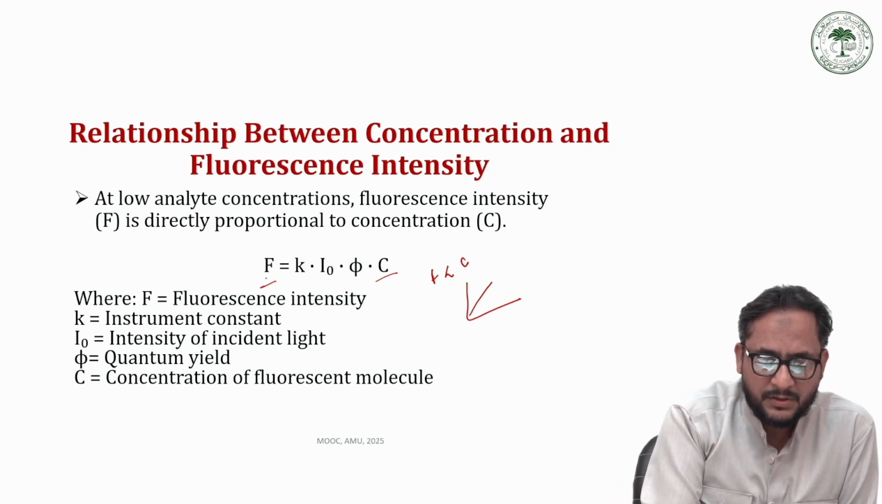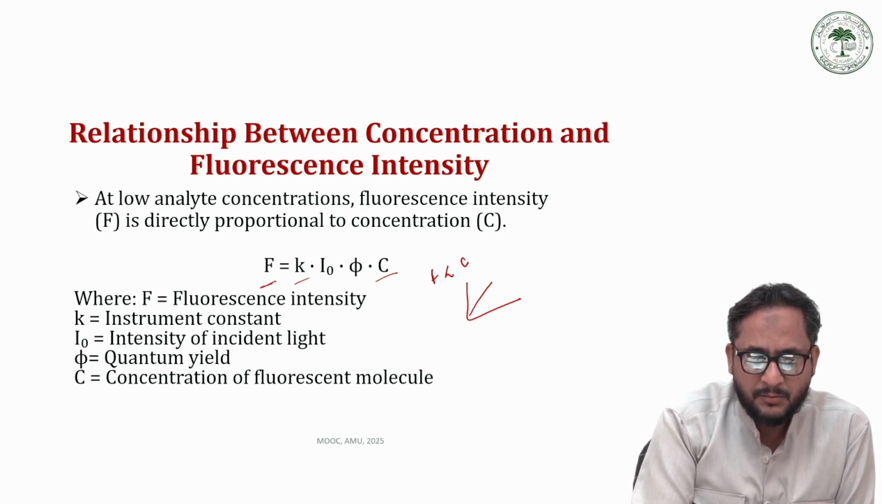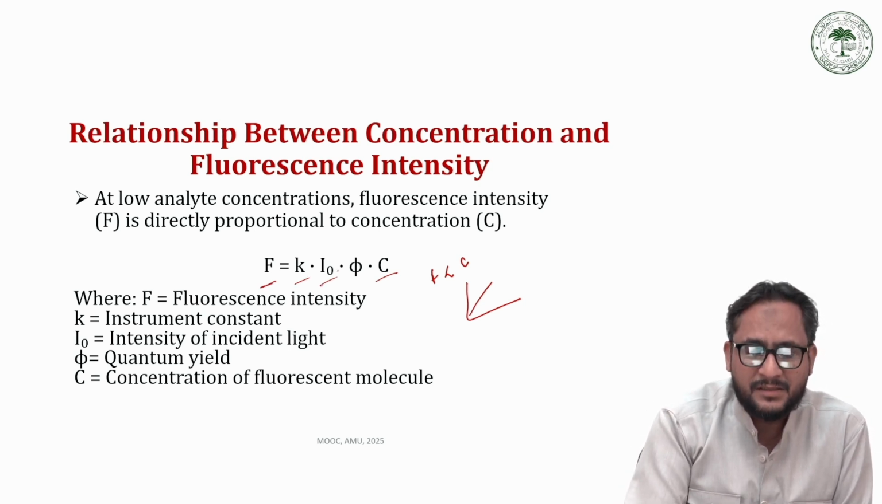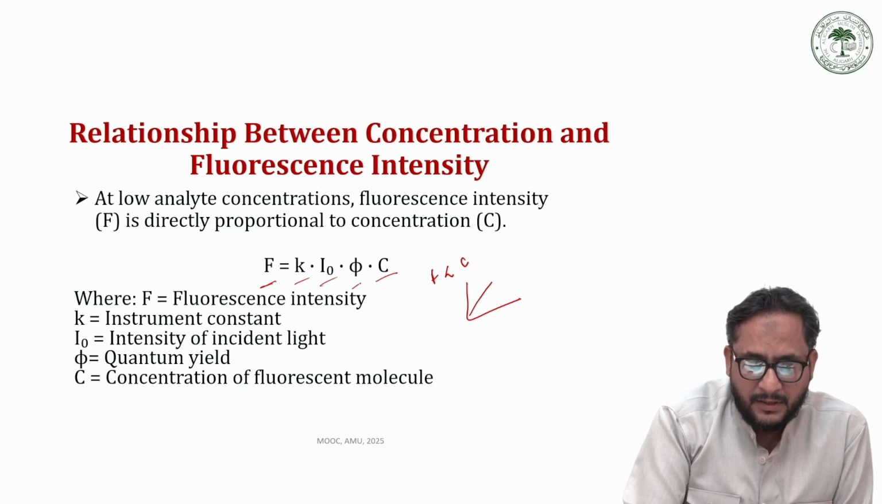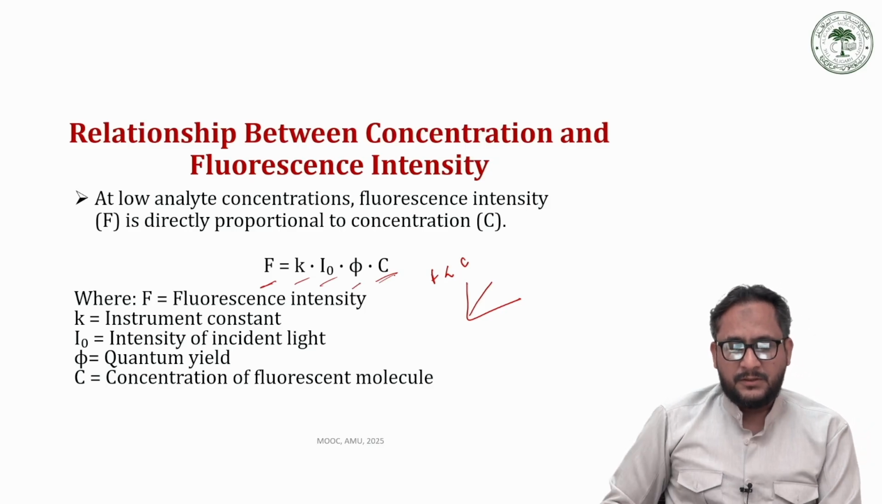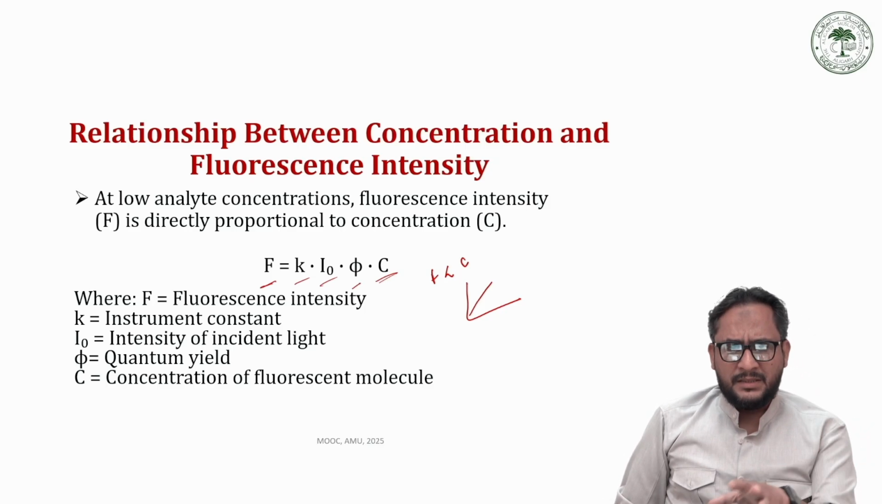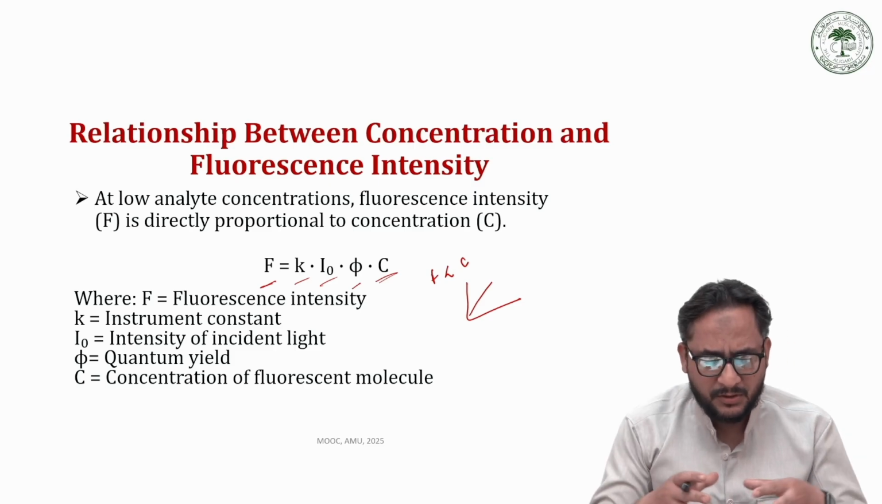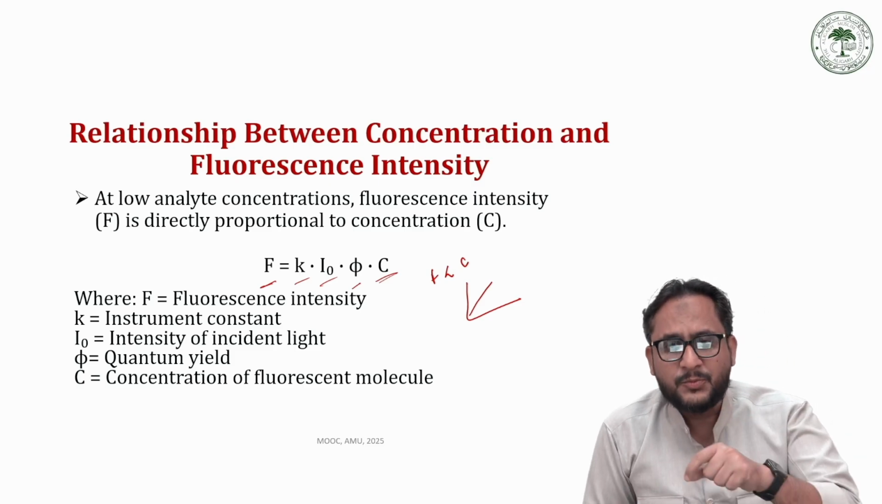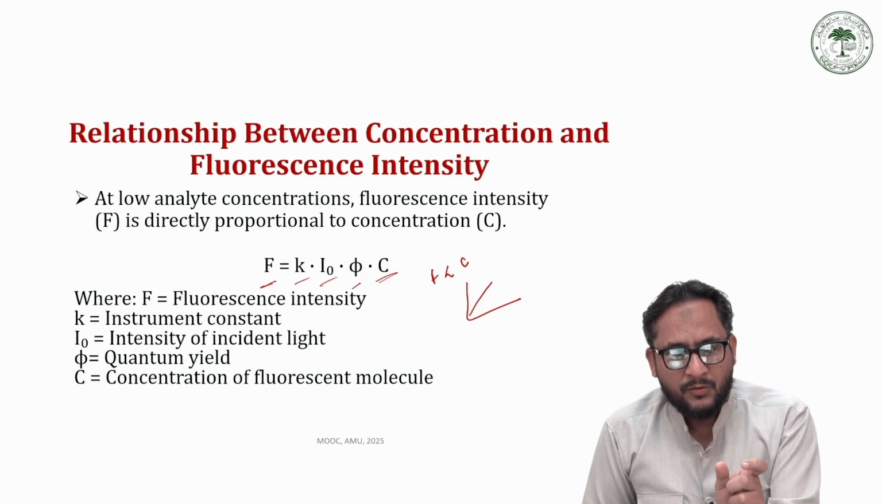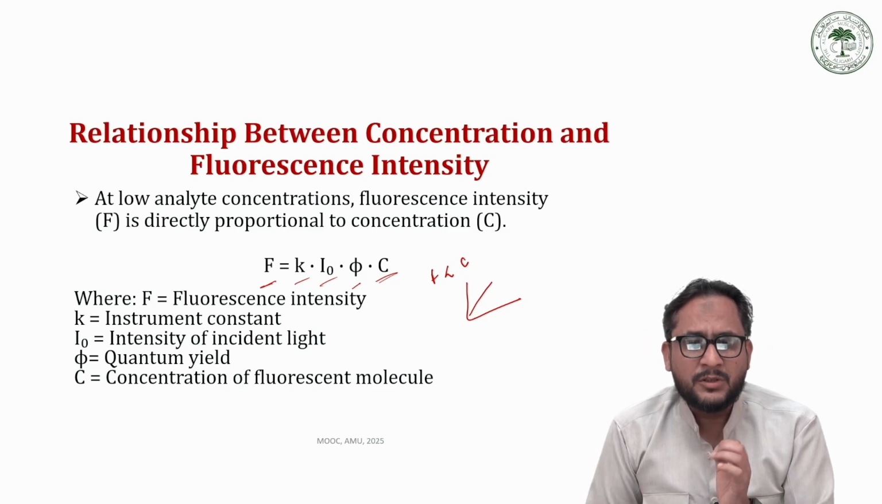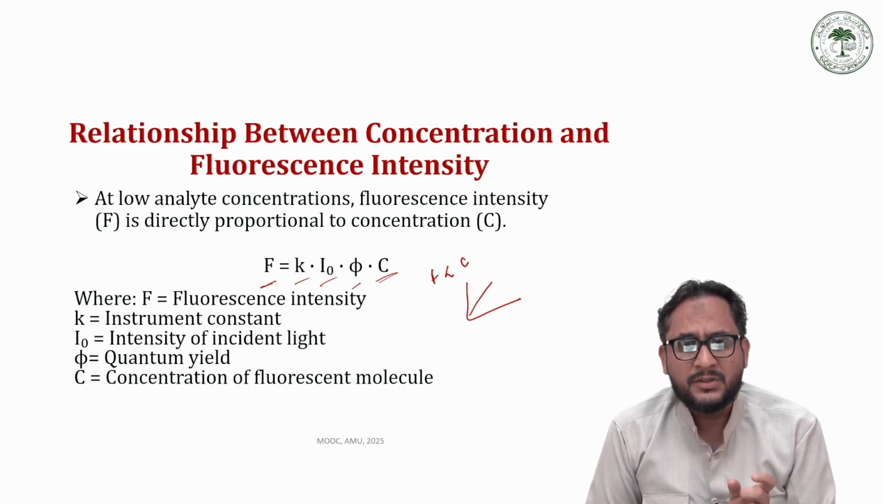So this is the equation. F is fluorescence intensity, K is the proportionality constant, I naught is the incident light radiation, phi is the quantum yield, C is the concentration. Path length has not been placed in this equation because the point is just to explain how the concentration range can be determined, up to what concentration range the fluorescence intensity is directly related to the concentration.